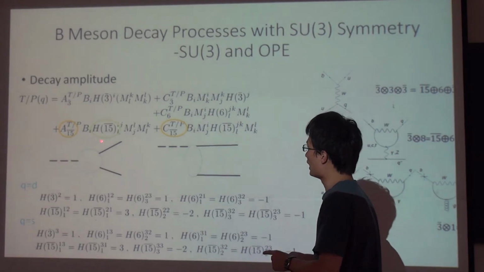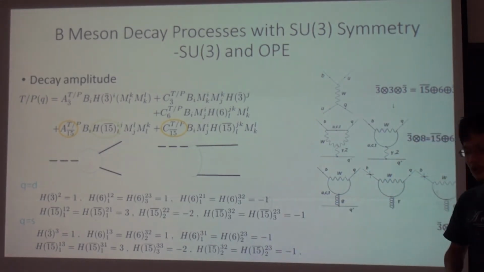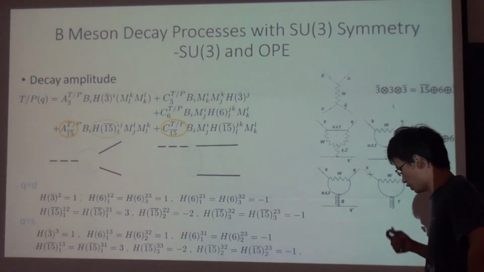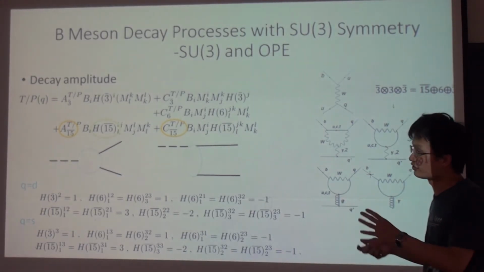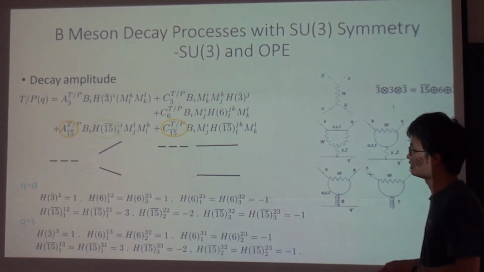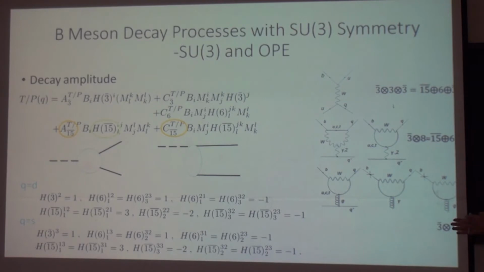And in here the H comes from what we call the Hamiltonian in the Hilbert flavor space, and it corresponds to the weak interaction structure and the transformation property for SU3 symmetry. And for Q equal to D and Q equal to S, we have a different number. I show it here. Just show the non-zero part.